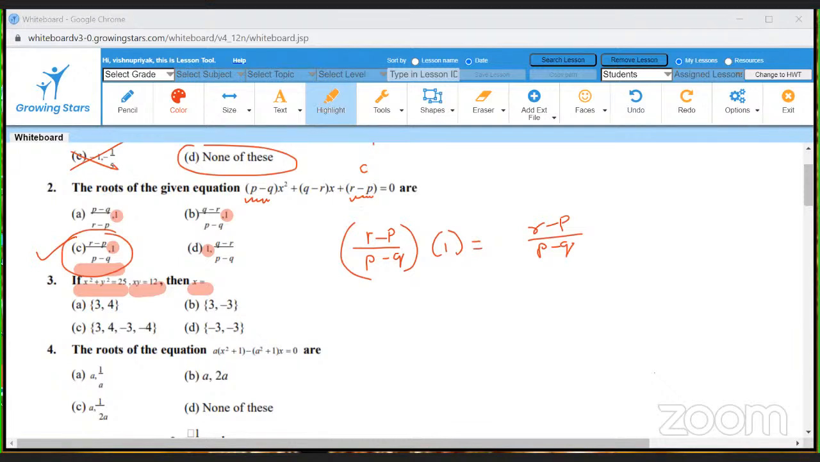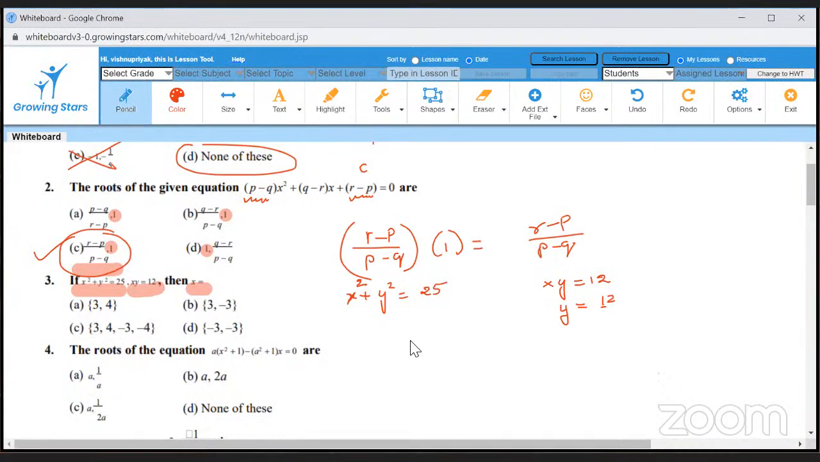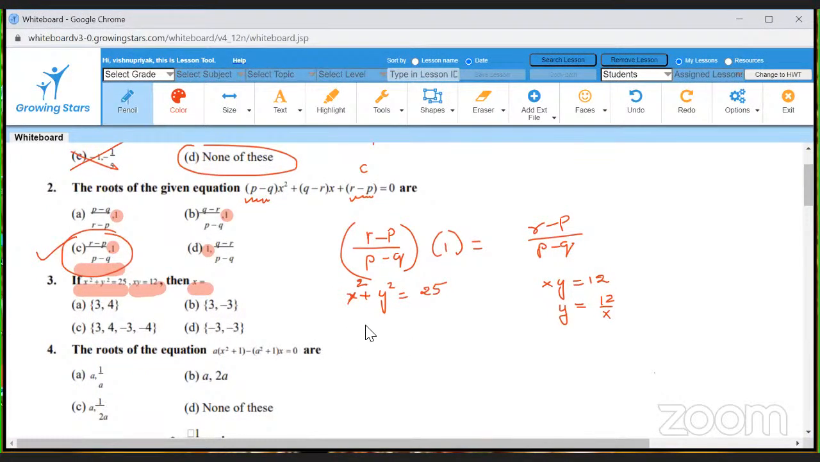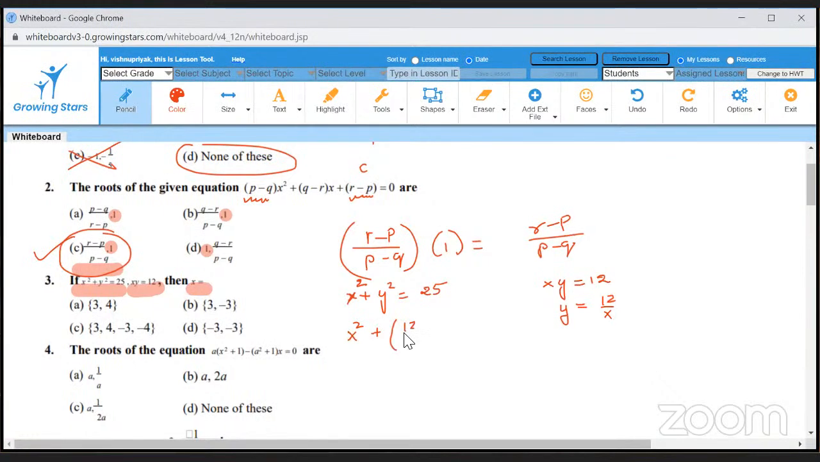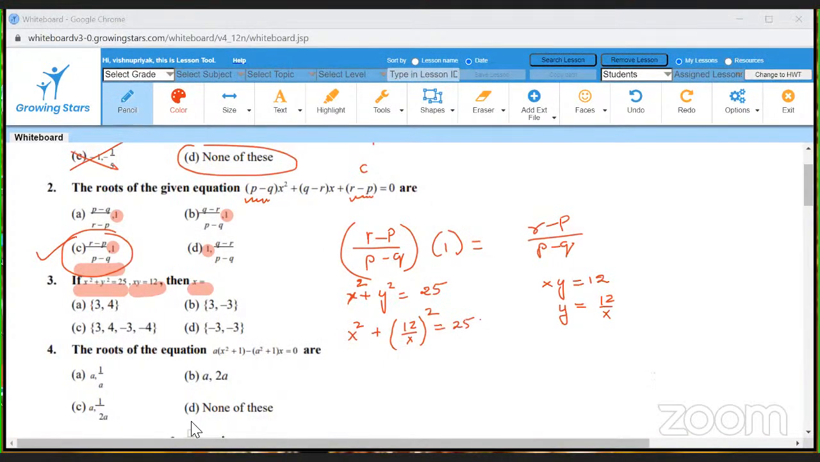So what to do? Actually, I must not have y. I must have only x square. X square plus y square is given as 25. My pen is not writing. Xy is 12. I don't want y square. So I will take y as 12 by x and put it here. X square plus, y is 12 by x, whole square, equal to 25. This is how I will remove the y.